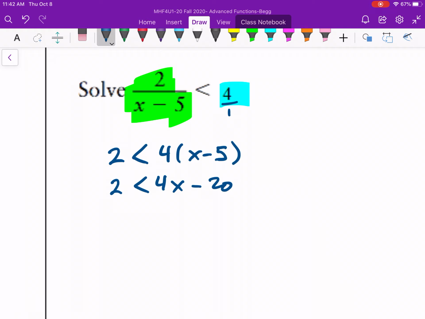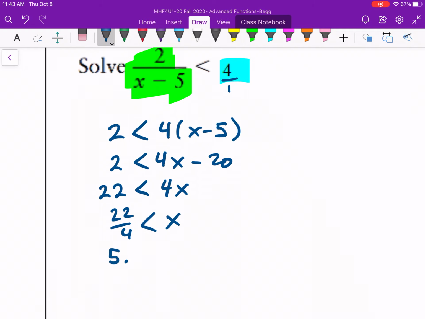So carrying on, if I do distributive law, I get 4x minus 20, and then if I want to isolate x, I'm going to add 20 to each side. So the minus 20 becomes positive when I bring it to the other side, and I end up with 22 is less than 4x. Divide each side by 4. Again, I'm not multiplying or dividing by negative numbers, so I don't have to do anything special. I get x is greater than 5.5, which sounds like a reasonable answer.